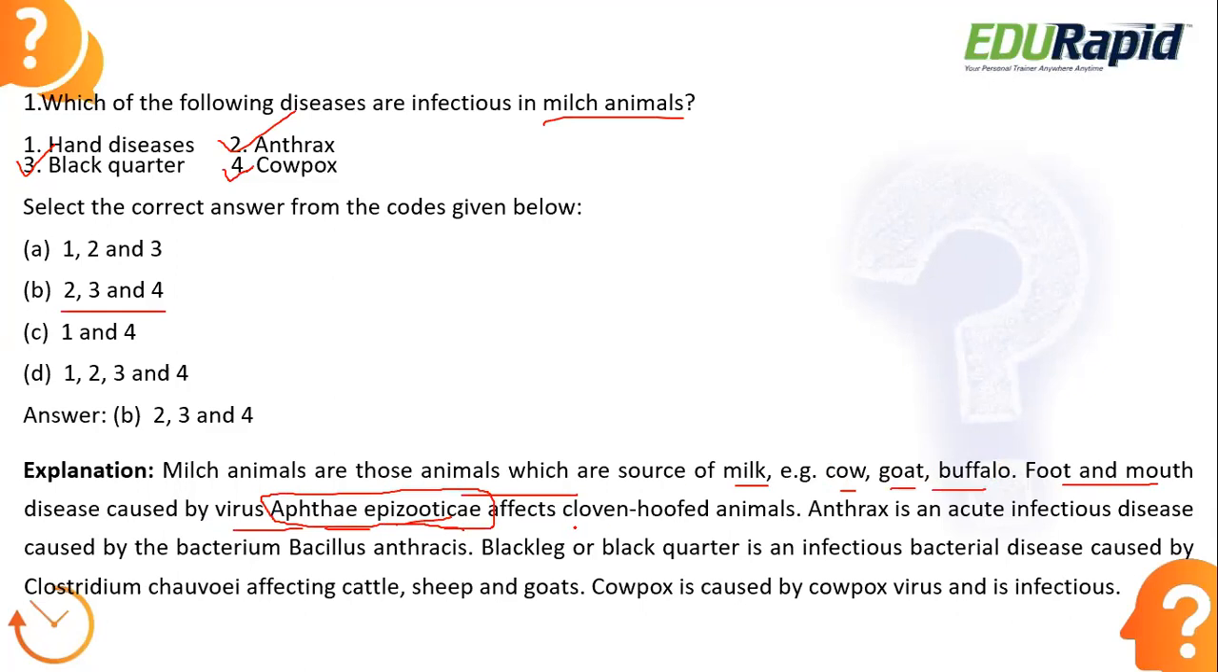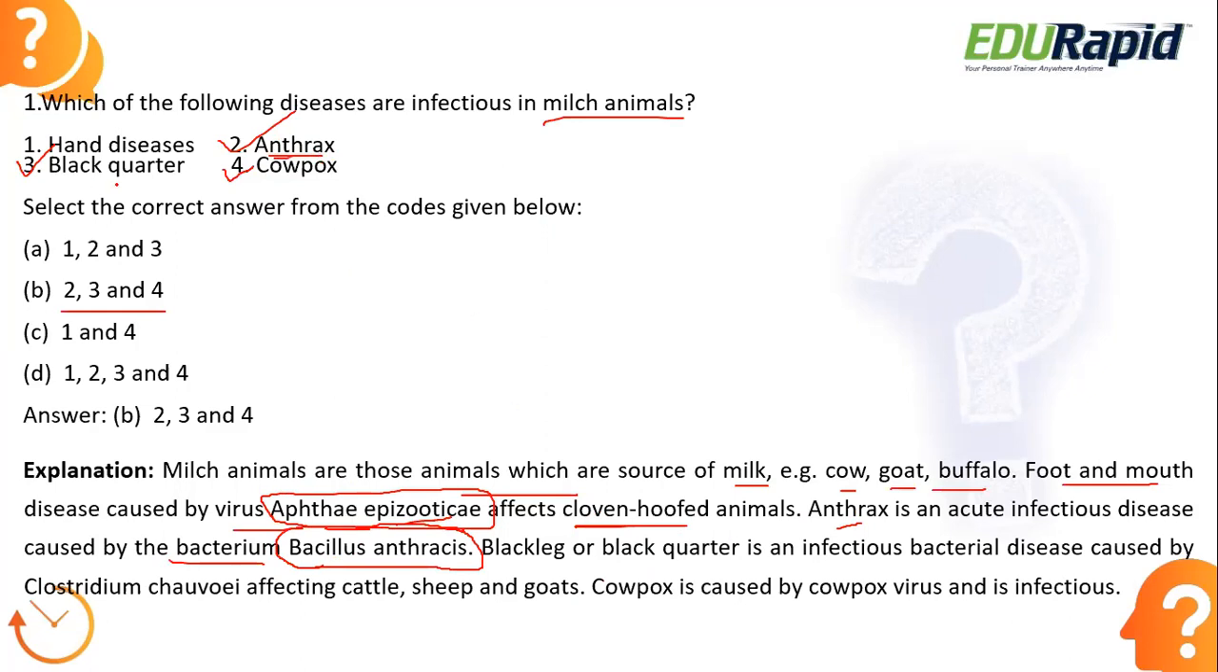Specifically in cloven hoofed animals, the cattle that we observe. The limb of them, that is what we call cloven hoofed. That can be observed specifically in the cattle here. And the next one, anthrax, is caused by bacteria. The bacteria which causes anthrax disease in cattle is Bacillus anthracis. This is the bacteria name. Bacillus anthracis is the one which will cause anthrax disease in cattle.